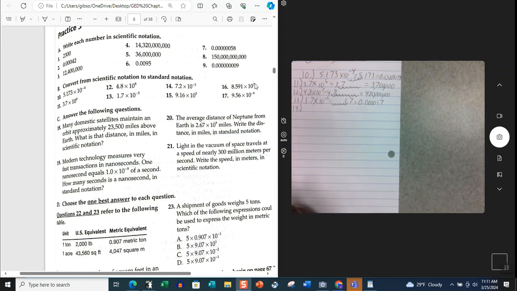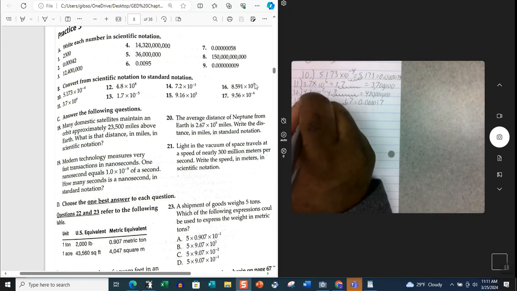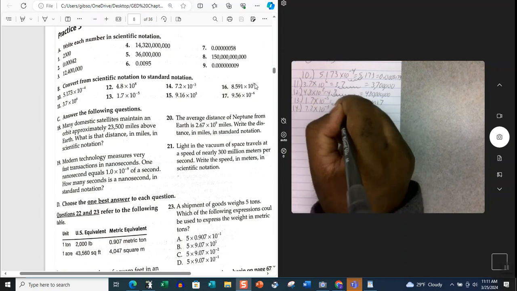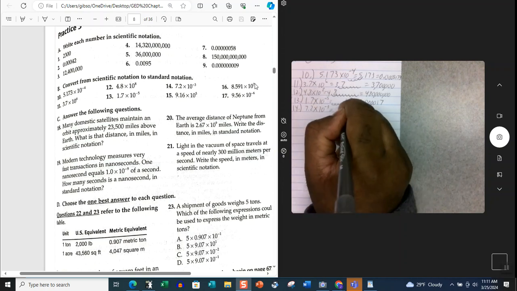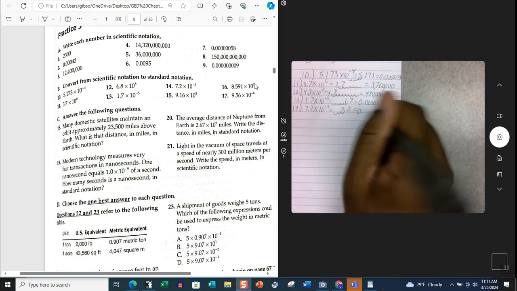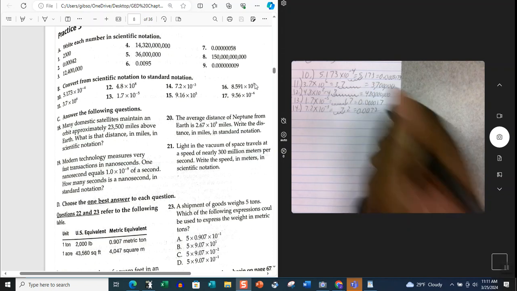Problem 14. 7.2 times 10 to the negative 3. We have 7.2. Move our decimal 3 places. 1, 2, 3. 3 places to the left since it's negative. So it'd be 0.2072.